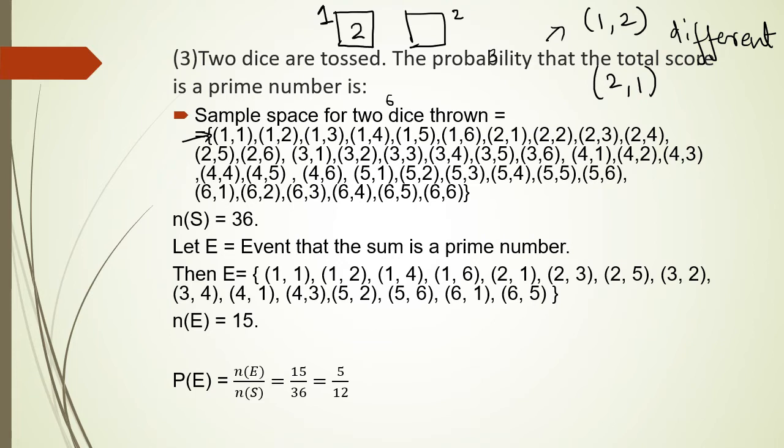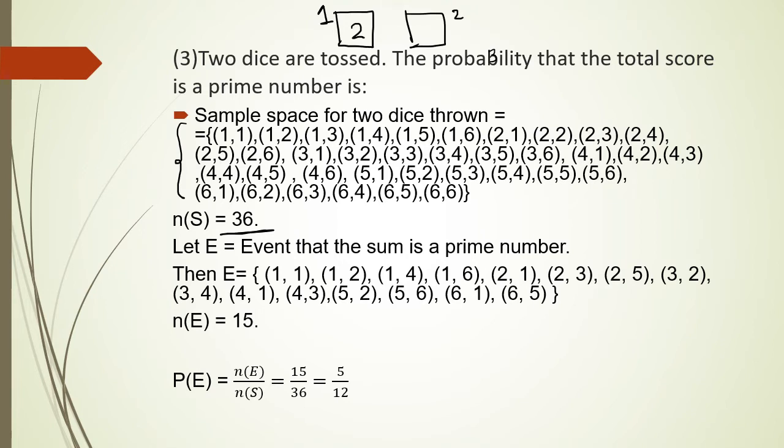In this way, if we look at all the possibilities, each of the 6 numbers will pair with each of the 6 other numbers, right? So the total number of sample space would be this, and that is a total of 36 outcomes in the sample space.